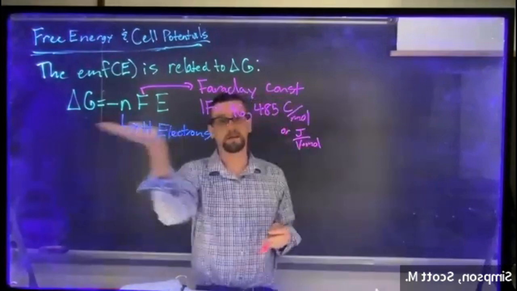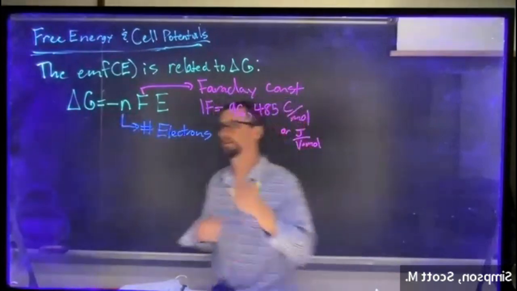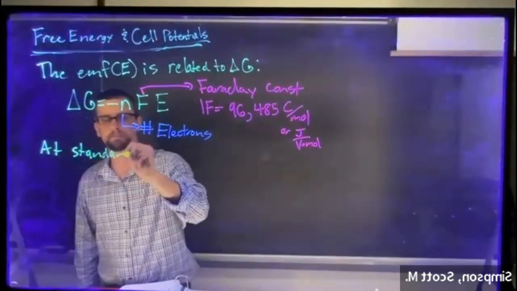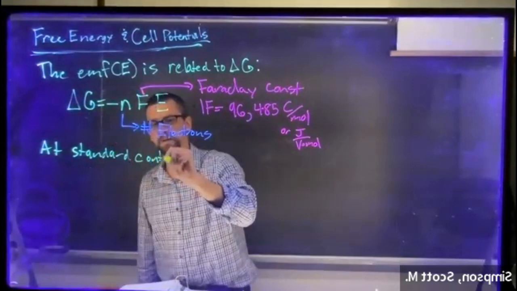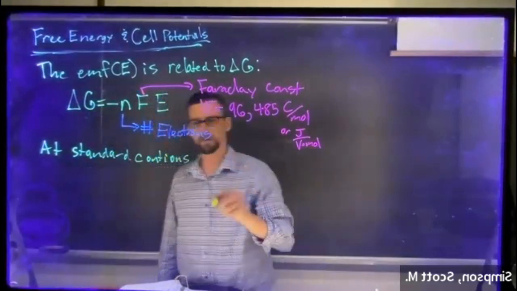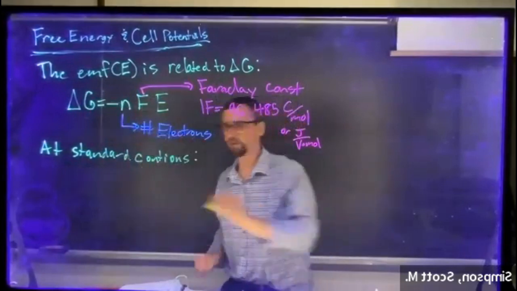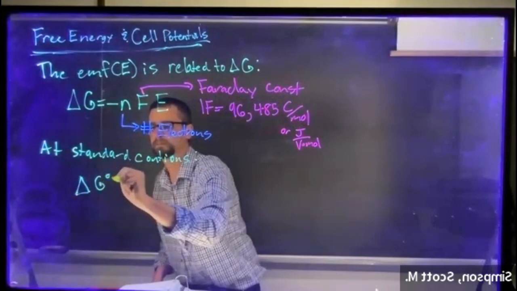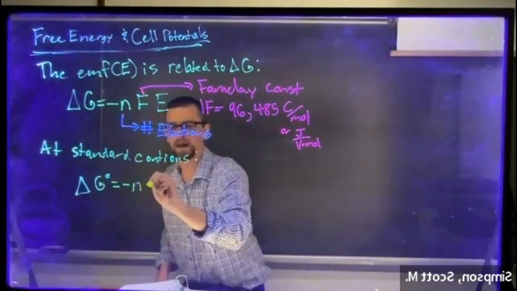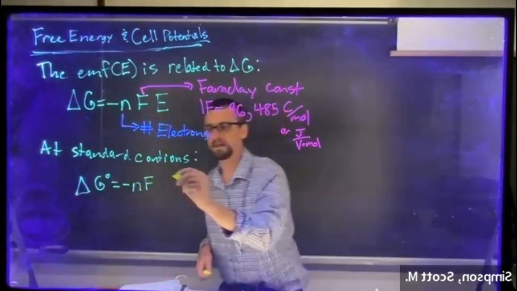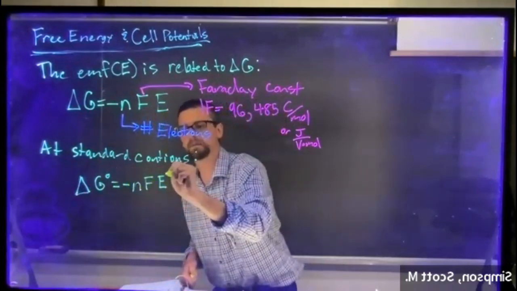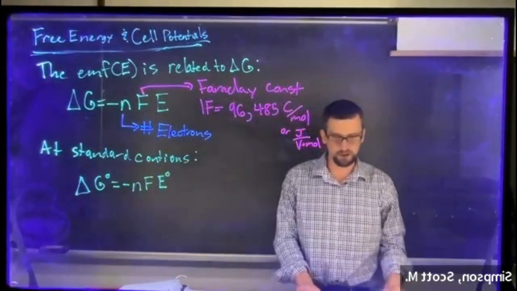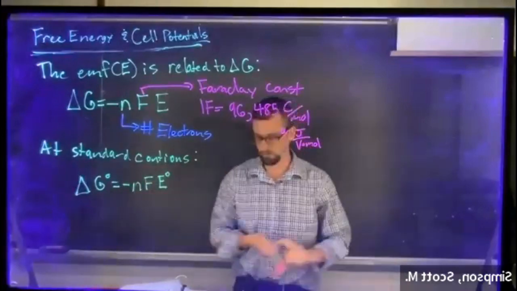Okay. So this is at non-standard conditions. At standard conditions, delta G is going to switch to a delta G naught. We still keep our N, Faraday's constant, and then we have E naught, where E naught is the standard potential of our cells.